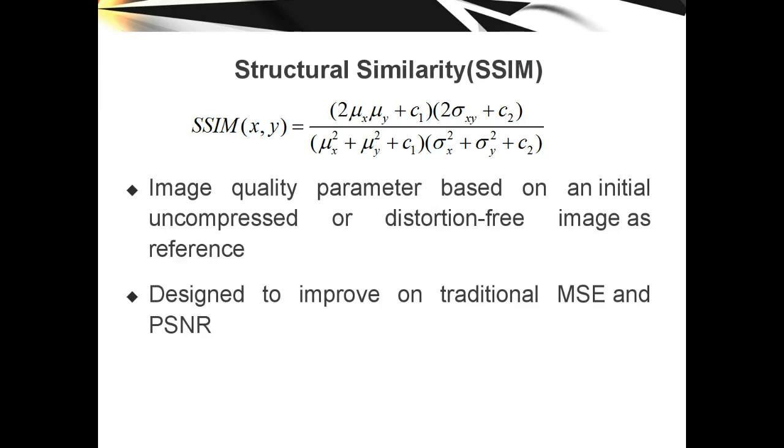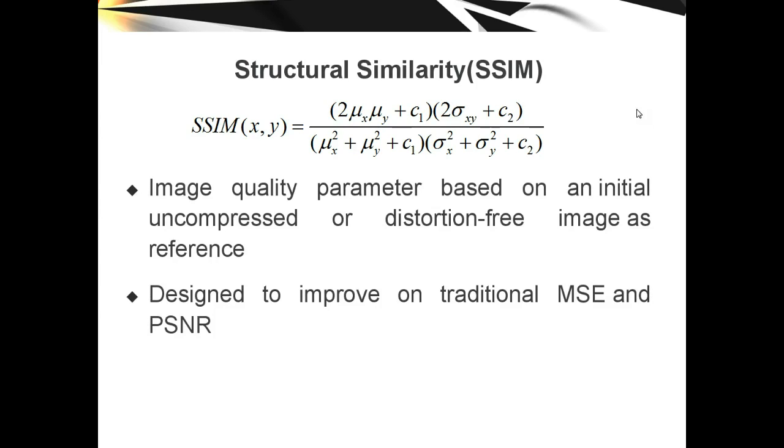So how do we detect the quality of the image? Usually we use MSE and PSNR values, and here I'm introducing a new type of parameter called structural similarity, which is also called SSIM, and here is the equation of it. SSIM is designed to improve on traditional MSE and PSNR. It is an image quality parameter based on an initial uncompressed or distortion-free image as reference, and the resultant SSIM value is a decimal between -1 and 1.